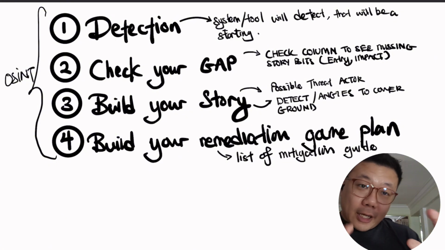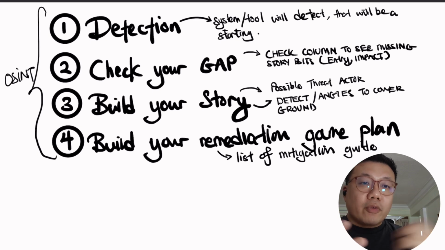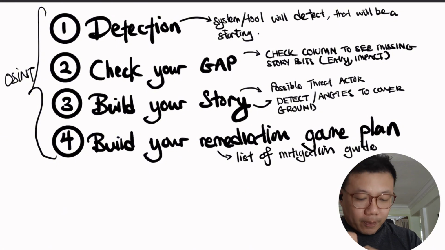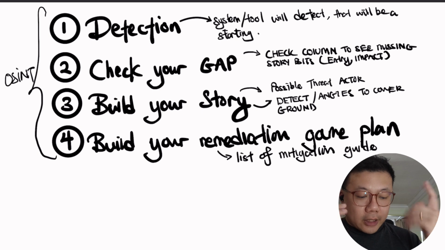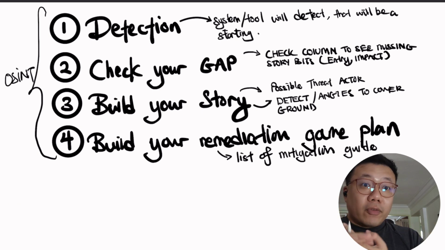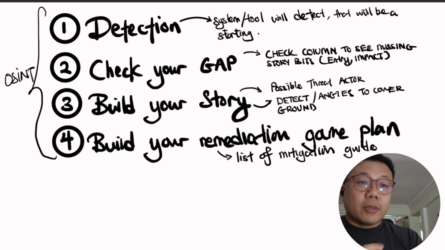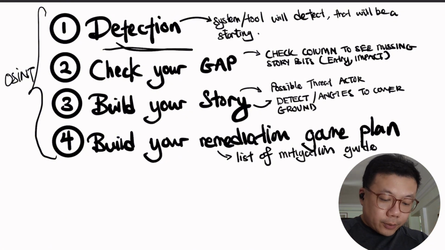So today I just want to teach you how to actually use this framework to improve your investigations, to be able to handle any form of investigation that comes your way if you're in blue teaming. The 4 points that you really need to go through are detection, capturing the gap, building your story, and building your remediation plan. All can be done through your MITRE ATT&CK Framework. So let's go through the first one, detection.